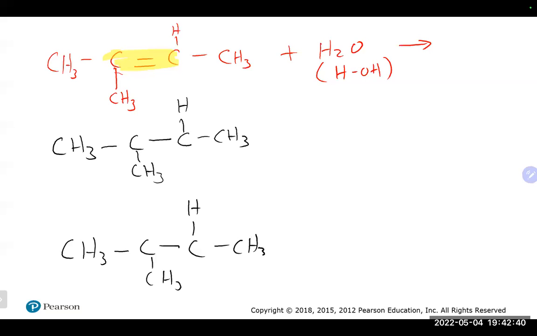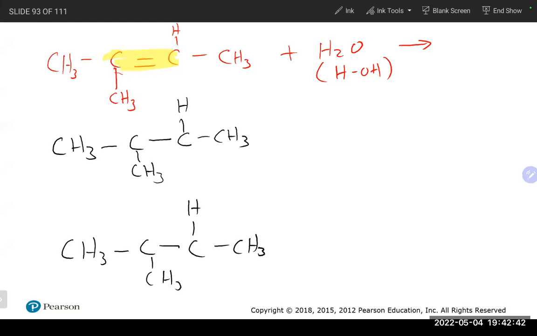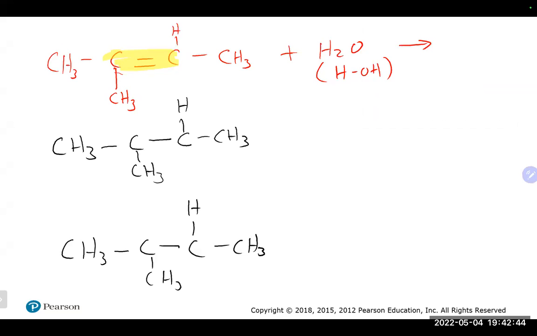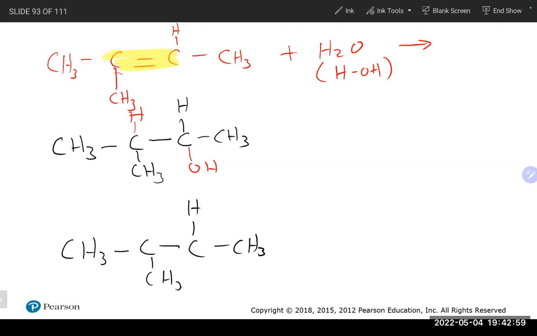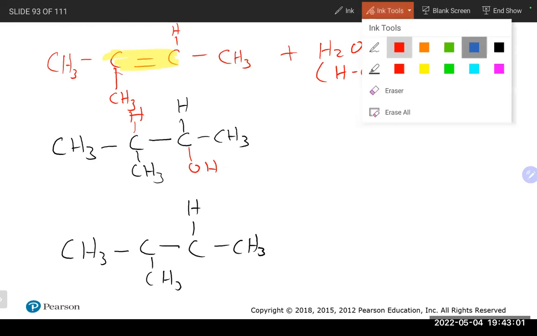Option number 1 would be to put our H on the left-hand carbon and our OH on the right-hand carbon, right? And option B would be basically the opposite there, to put our OH on the left. If I could find something to draw that with.